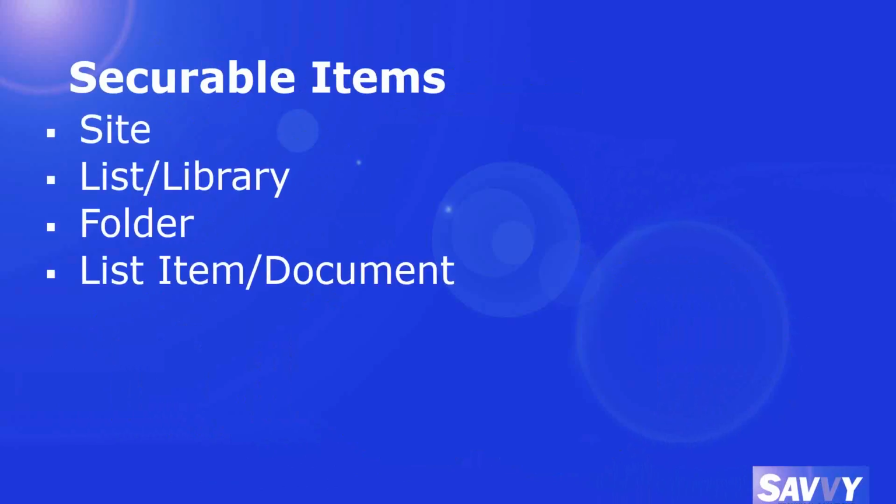But the kinds of things that can be secured in SharePoint are: you can secure a site, a list or library within that site, a folder within a library, and an item within a list, or the list item or the document within that library.